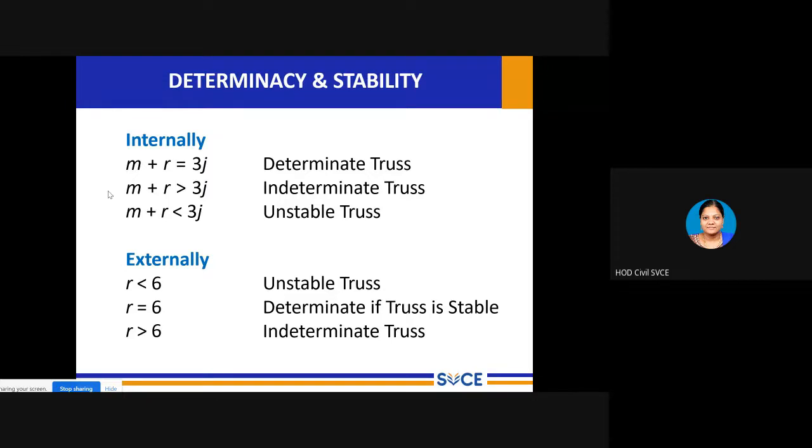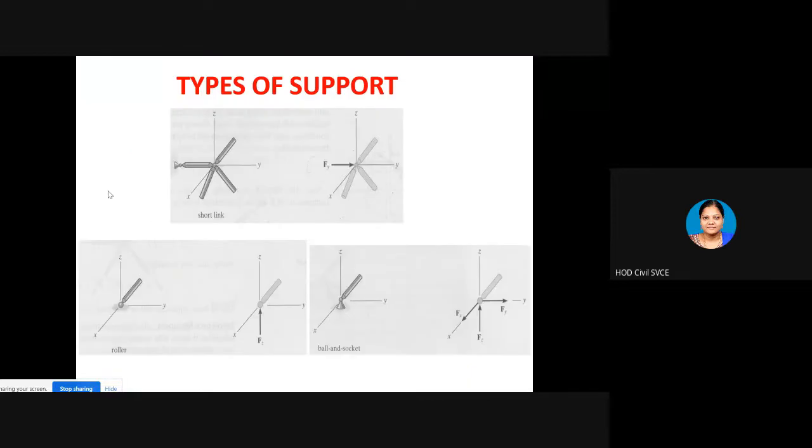And similarly, for external indeterminacy, if the number of support reactions is less than 6, we call it an unstable truss. If R is equal to 6, we call it determinate, the truss is stable. And the last one is if R is greater than 6, we call it an indeterminate truss. And again, coming to the types of supports in truss systems, we can have short links like this, which offer the reaction like this, or we can have roller support, or ball and socket support. If you have the ball and socket support, you have three unknown reactions at that particular support. So these are the different types of support systems available for trusses.